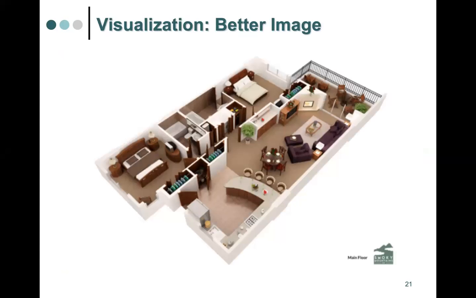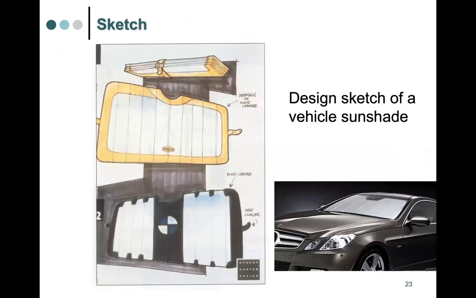That's the thing. Okay, this also, for example, is a 3D model for an apartment. And then this is another example about sketching. They want to make this penutup mobil, for the sun, to reduce the temperature inside your car, something like that.